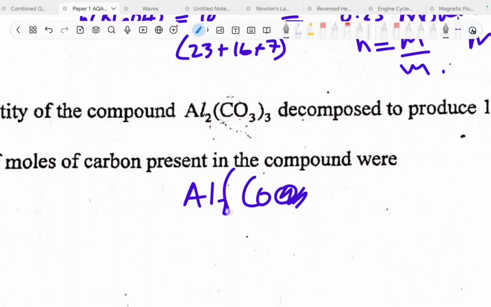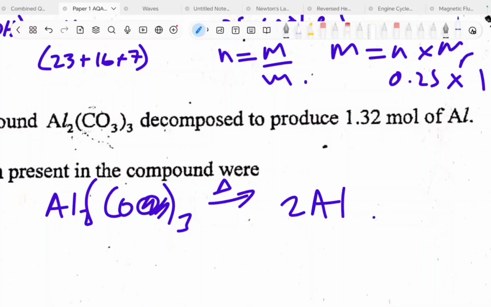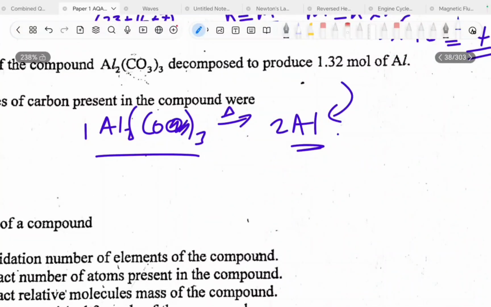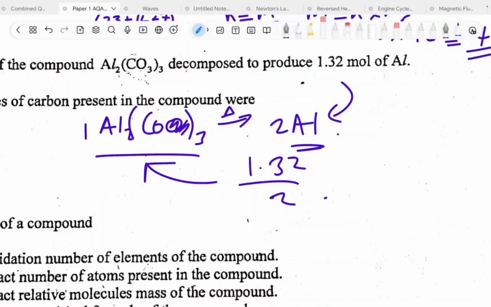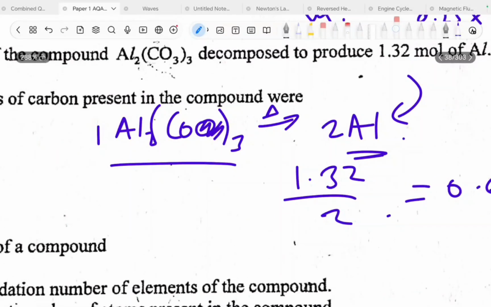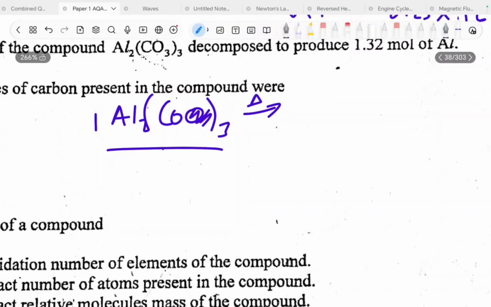Al2(CO3)3 decomposes with heat to form 2 moles of Al. I'm just going to write this part because, you see, 1 mole of this forms 2 moles of aluminum. Since the moles produced are 1.32 moles, but the stoichiometric ratio is 2 moles, that means we form 1.32 divided by 2. We're trying to look for the number of moles that decomposed to form 1.32 moles. That's going to be equal to 0.66. So we have 0.66 moles of Al2(CO3)3.